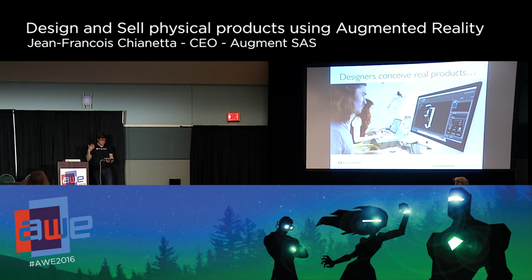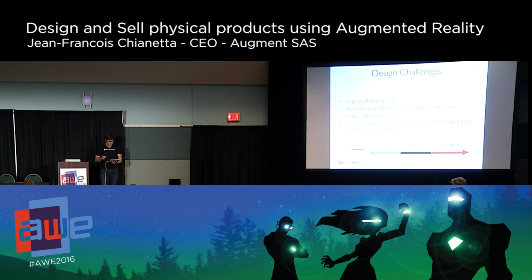So today, designers conceive real products, but those products stay trapped inside their screen. So everything you see from those products are just a 2D representation on a computer screen. When they need to really understand what a product looks like or how it is really perceived in the real world, they need to prototype it, which is expensive. It slows down the iteration because you have all those prototype creation. The prototypes are not always accurate.